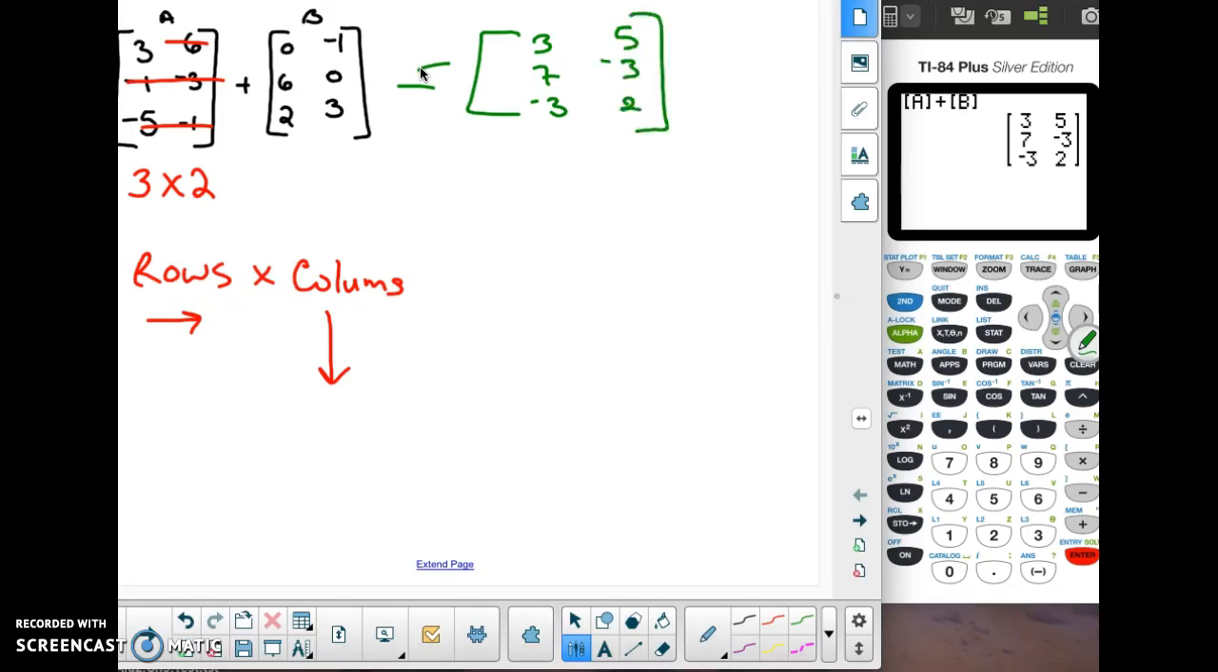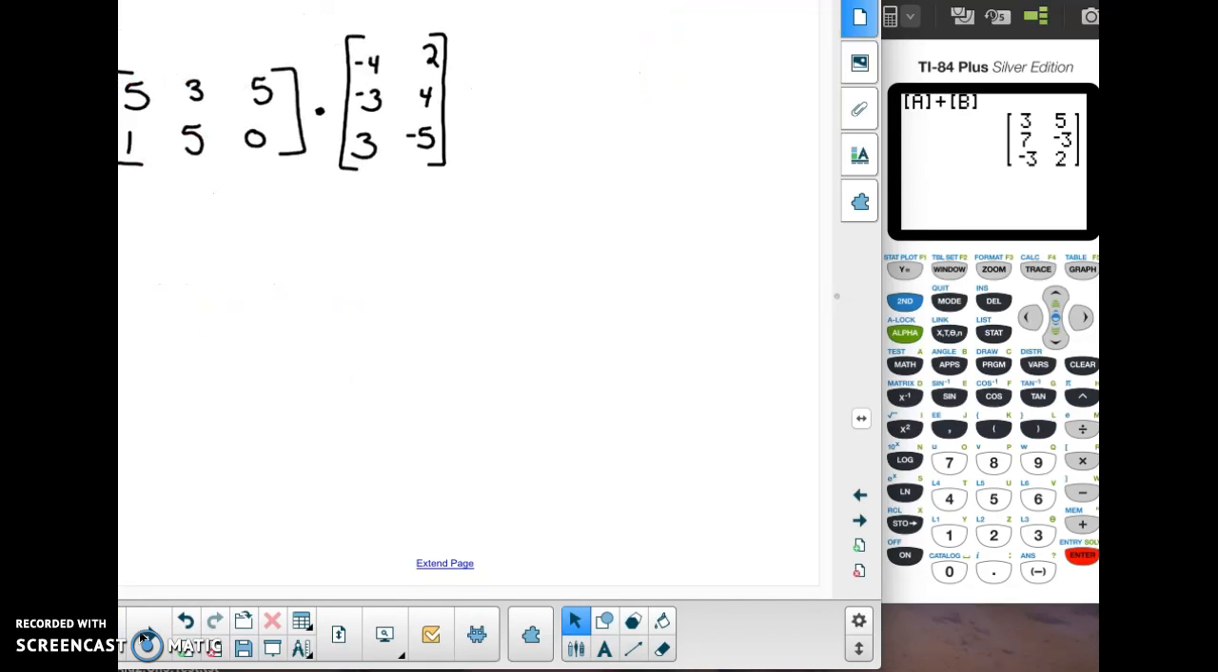So if you're like me, you're probably thinking, well, that was a lot of work. I could have just done it in my head. I completely agree for addition and subtraction. Multiplication, on the other hand, is much faster with our matrices.